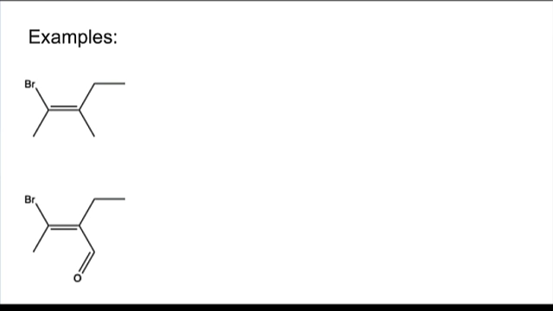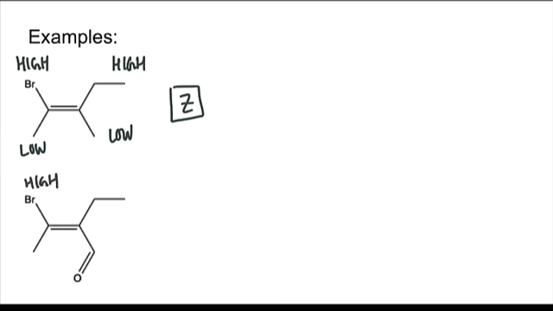Let's take a look at two more examples. On the left-hand side, I'm going to label the bromine high priority and the methyl low priority because bromine has a larger atomic number than carbon. Then I'm going to label the ethyl group high priority and the methyl group low priority. Again, same rules that we used in R and S priority rules. The high priority groups are indeed on the same side, and so this would be a Z alkene.